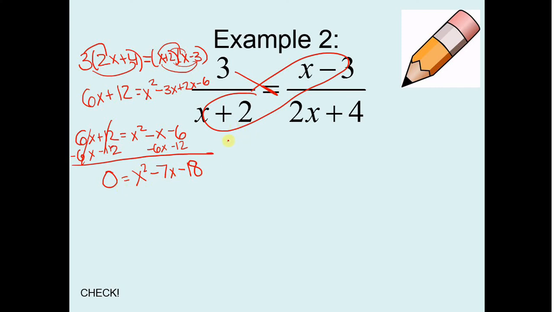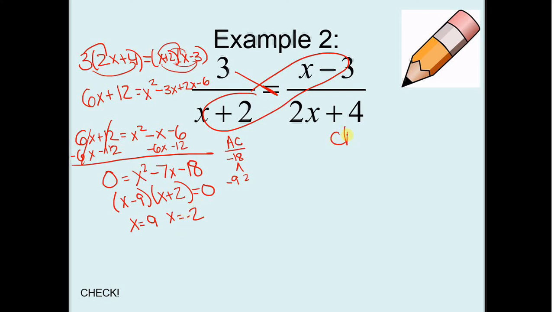So my AC is negative 18. Numbers that multiply to give us negative 18, but add together to give us negative 7: negative 9 and positive 2, I think, is going to do the trick. So after I box, I'll get x minus 9, x plus 2, equal to 0. I'm solving for x, though. So x equals 9 and x equals -2. Now, we need to check those.